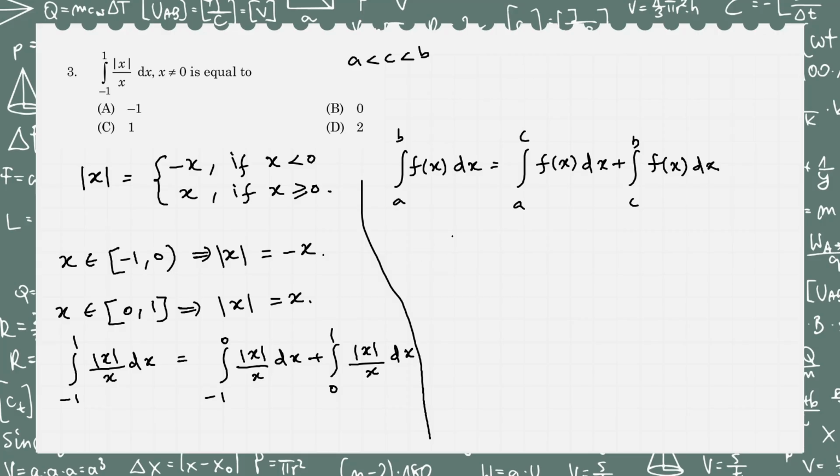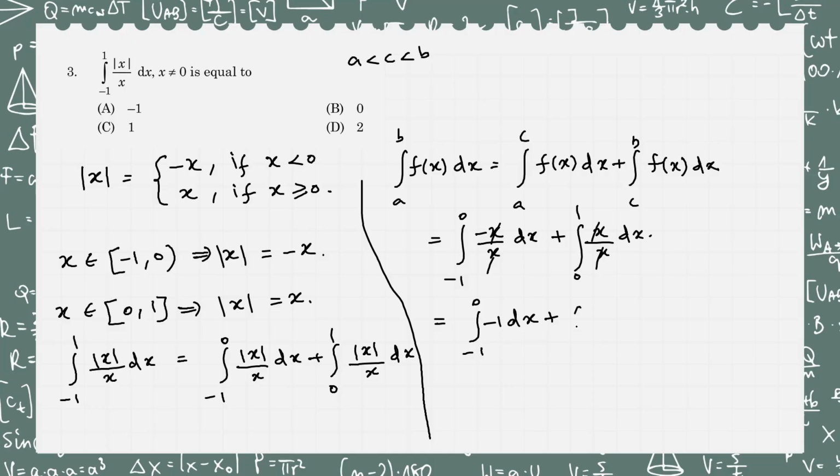So carrying on further, this equals integration between minus 1 to 0. Modulus of x in the range minus 1 to 0 is minus x. So minus x by x dx plus integral 0 to 1, and value of modulus x in this range is x. So x by x dx. So this is equal to integral minus 1 to 0, minus x cancels in both the integrals. So we get minus 1 dx plus integral 0 to 1 plus 1 dx. So this will give you minus x as the answer, isn't it? Minus 1 to 0 plus integral x between 0 to 1.